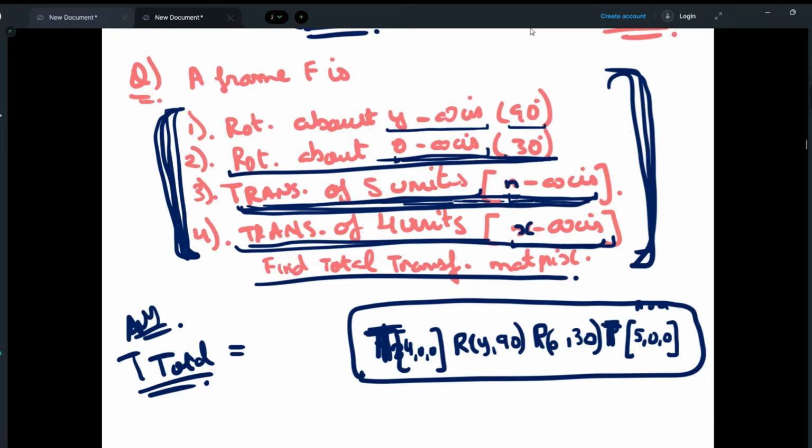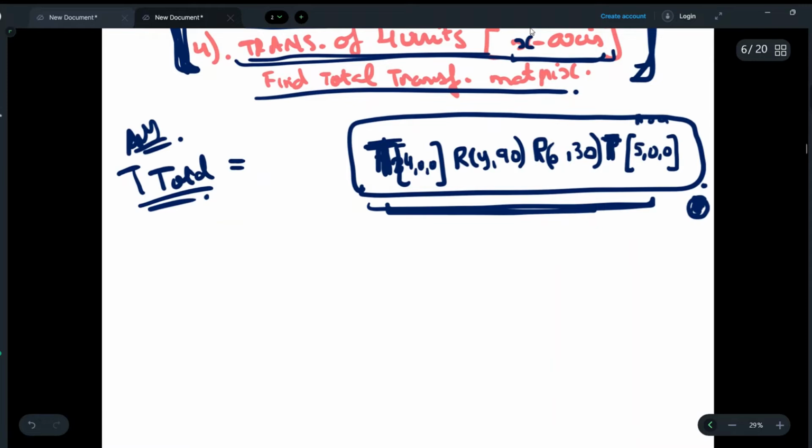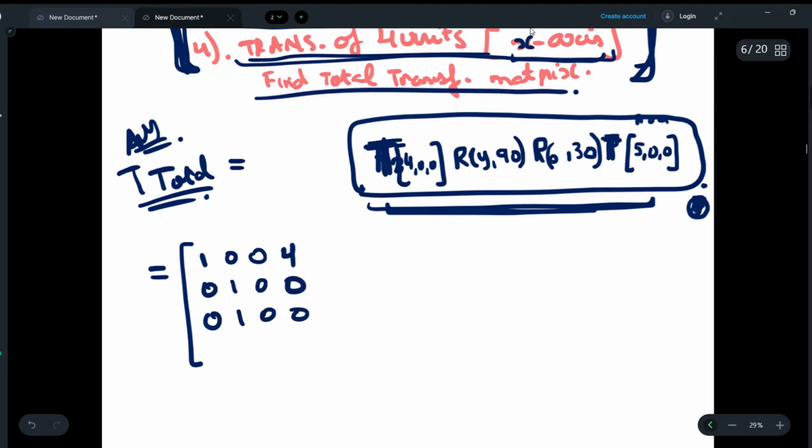Lastly, this whole resultant will be multiplied by the frame F, which will be given in the question. Here we don't have to multiply it because we just have to find the total transformation matrix. This is known as the total transformation matrix. So now we have to simply put the values of translation. That is, over here we will have 1 0 0 4, 0 1 0 0, 0 0 1 0, 0 0 0 1.